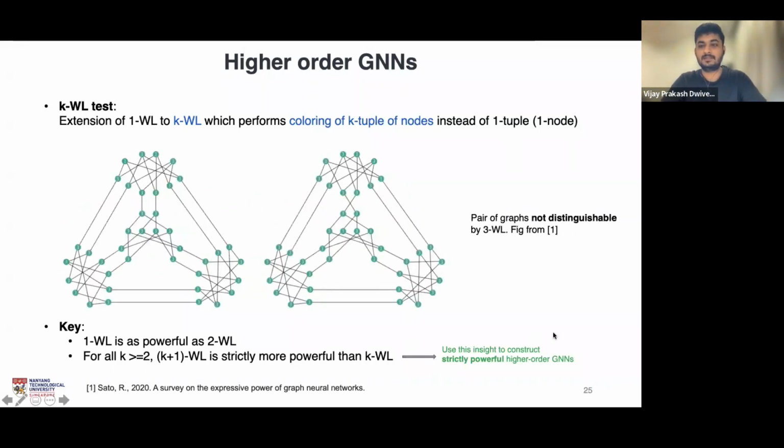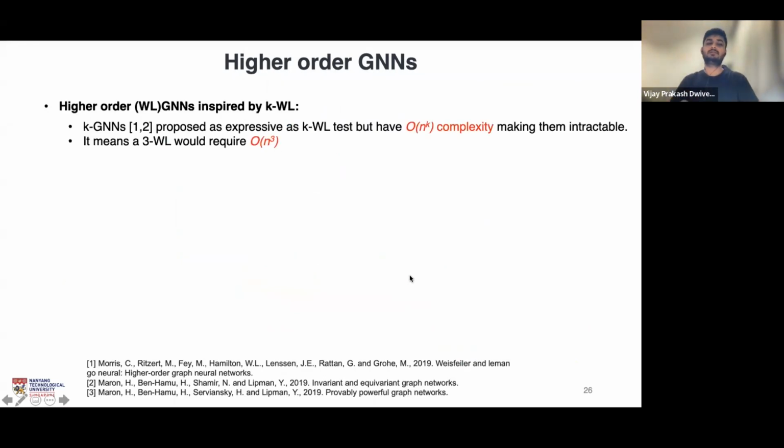So this shows the justification of this insight and its usefulness, that we can have more powerful algorithms or more powerful isomorphism tests by considering a higher number of tuples coloring as one unit. So this is basically the higher order WL test. Now these are used to develop higher order WL GNNs. Inspired by the KWL, KGNNs were proposed, which are as expressive as the KWL test, and it becomes strictly more powerful.